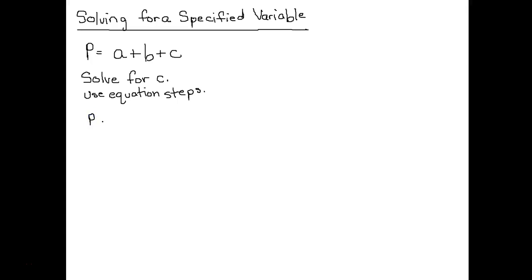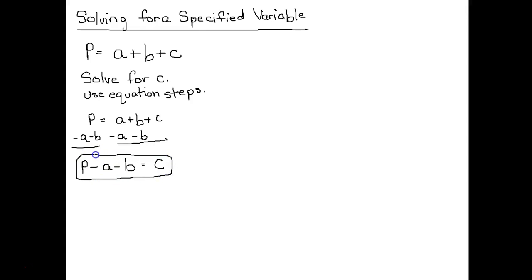So I can think about doing the opposite to both sides. I can go ahead and subtract A from both sides. I can also subtract B from both sides. And that would just leave me with C on the right and P minus A minus B on the left. And now you have the equation rewritten. So if you know the perimeter and two sides, you can use this equation to find the third side in a triangle.